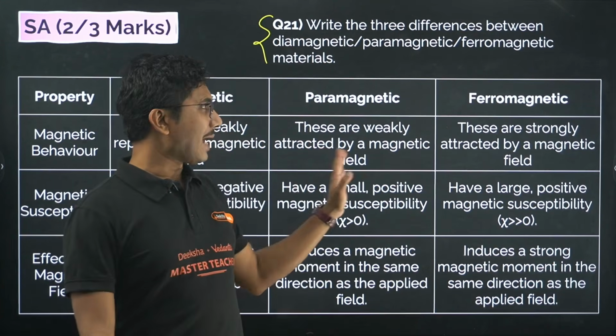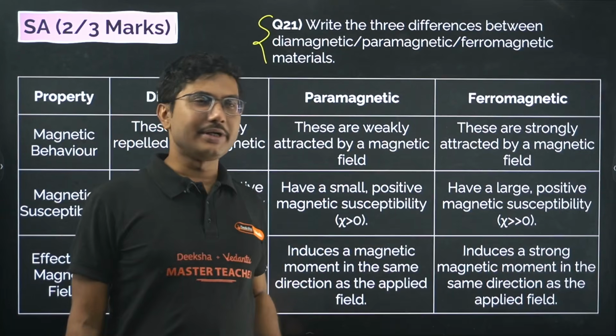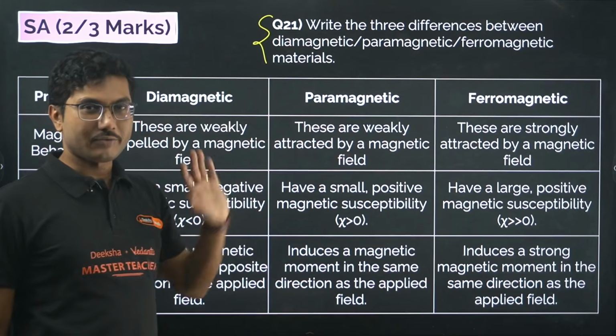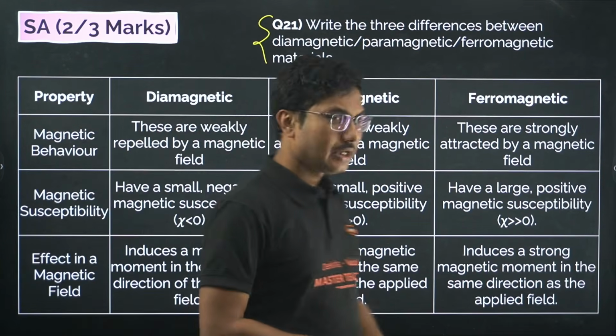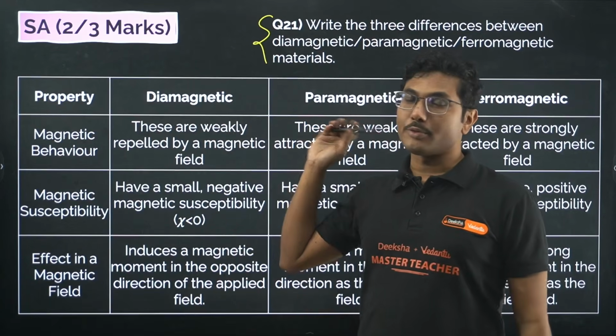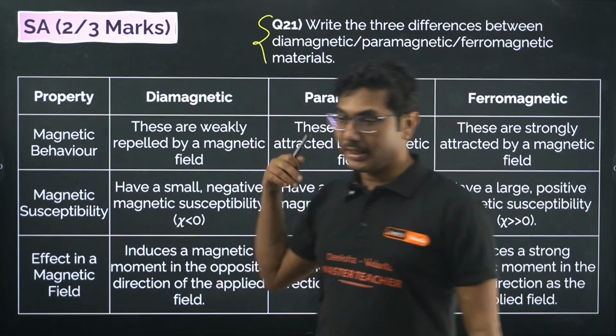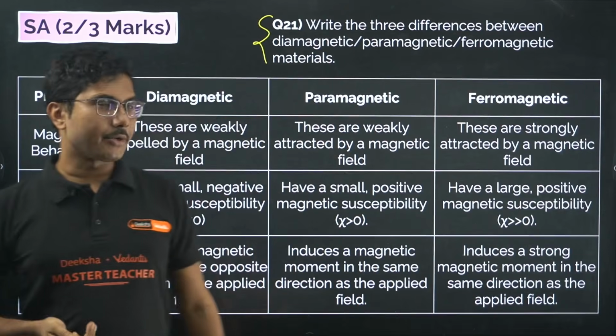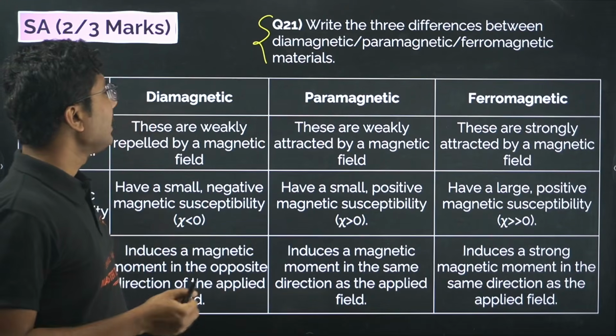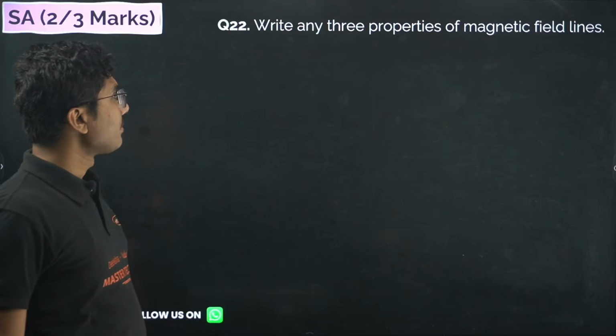So paramagnetic and ferromagnetic have some similarity, whereas diamagnetic is different from both of them. Now remember, there is one question that came in the past: which of the properties is common? Obviously, diamagnetic is different among all the properties. Now let's move on.